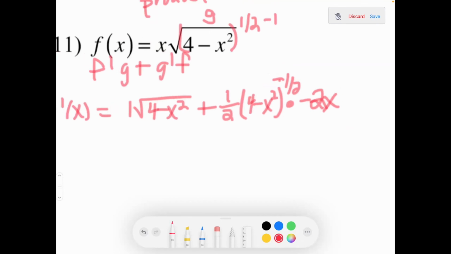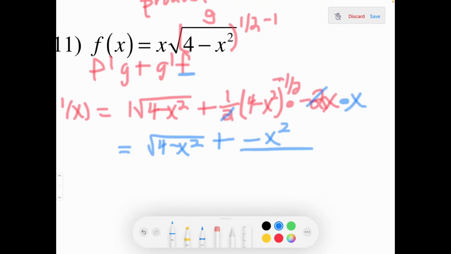All right, to clean this up a little bit, we do get the square root of 4 minus x squared. Didn't really do anything to that. This 2 and this 2 actually cancel each other out. Oh man, I forgot to multiply by f earlier. So that would be times x. So we get negative x times 1, which is negative x squared on top. And then we can move this 4 minus x squared to the 1/2 in the denominator.